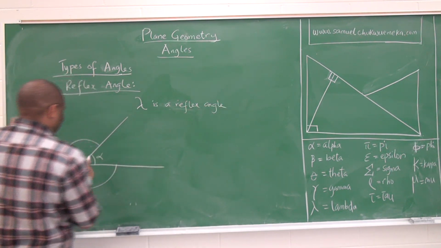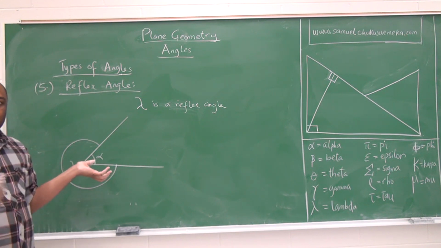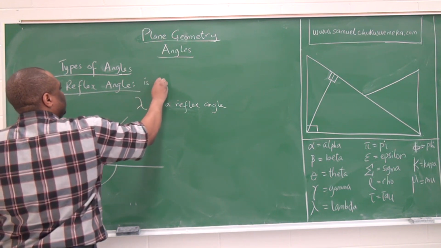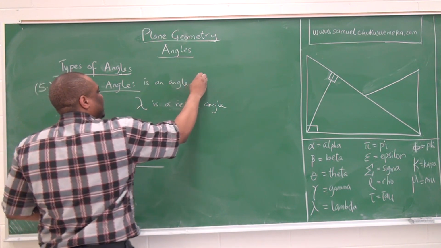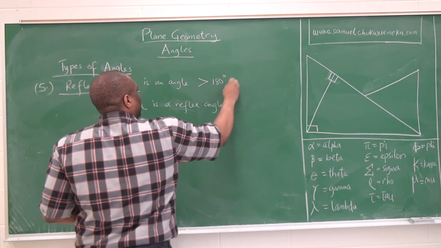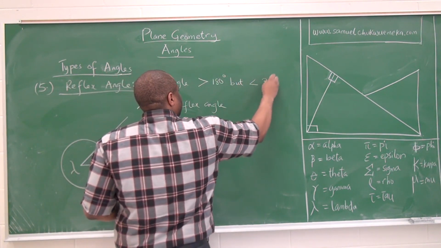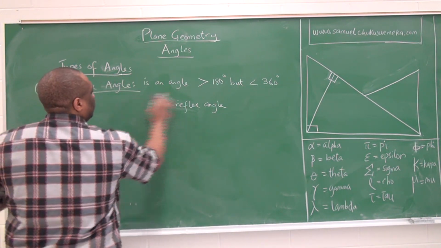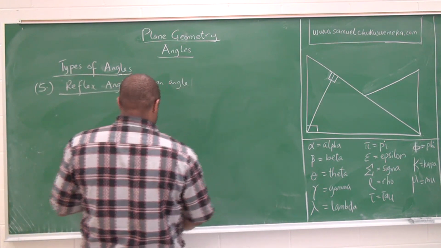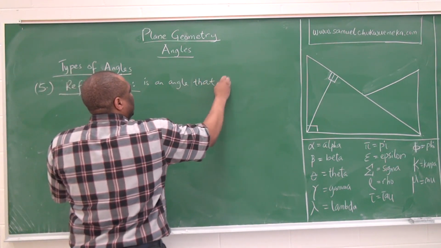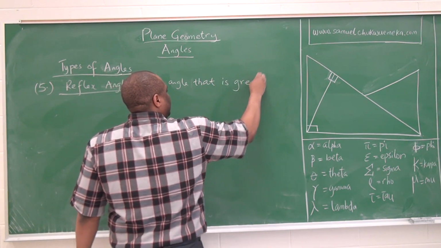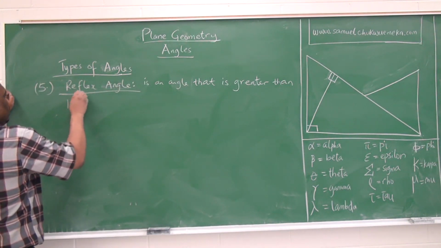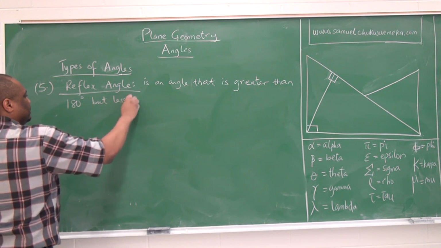Why do we call it reflex angle? You know, that's the exterior. It is greater than 180, but it's less than 360. Okay? Reflex angle is an angle greater than 180 degrees, but less than 360 degrees. Why don't I just write it in words? Let me write it in words. Reflex angle is an angle that is greater than 180 degrees, but less than 360 degrees.